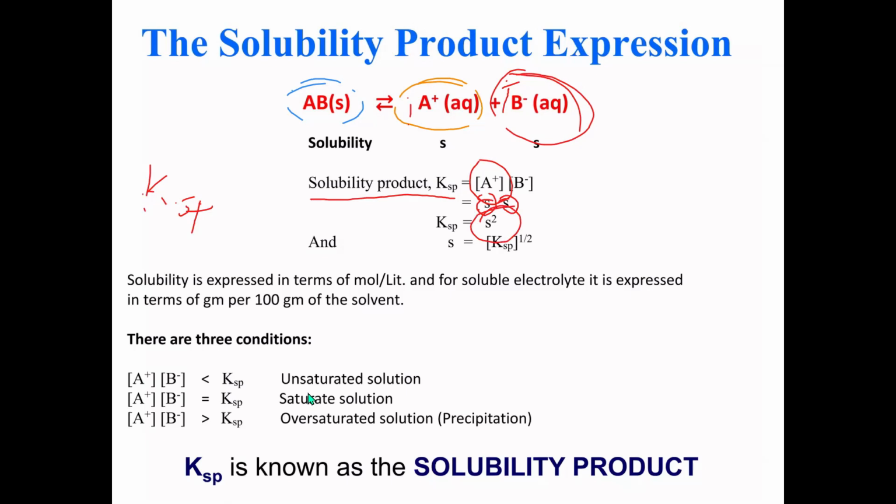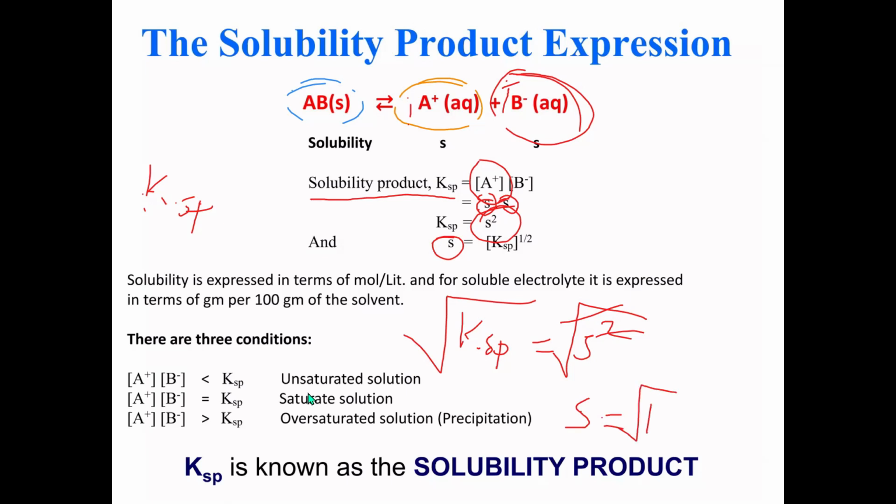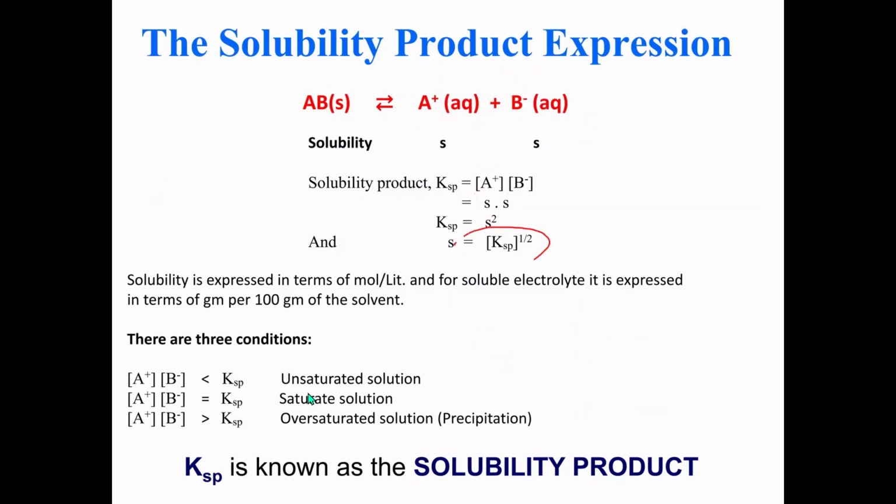Then at the end, to get the solubility, you can make S subject of the formula. How do you make S subject of the formula? Remember we have KSP equal to S square. So you can just take the square root of both sides, which cancels the square. So we now have S equal to the square root of KSP, and the square root is the same thing as raising to the power of 1 over 2. That is why we have this expression.